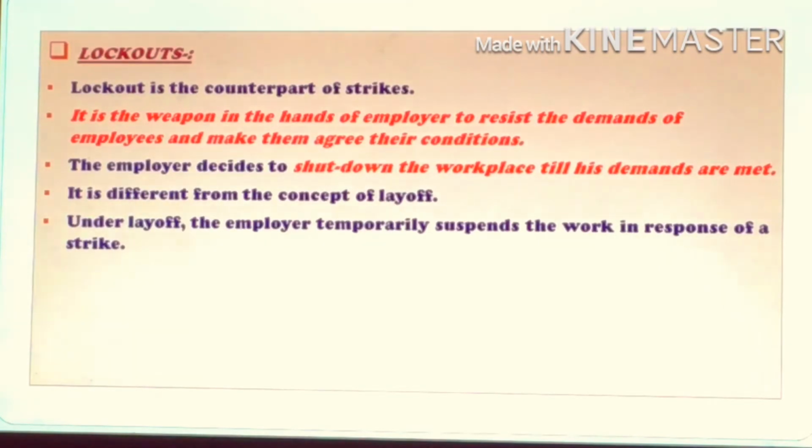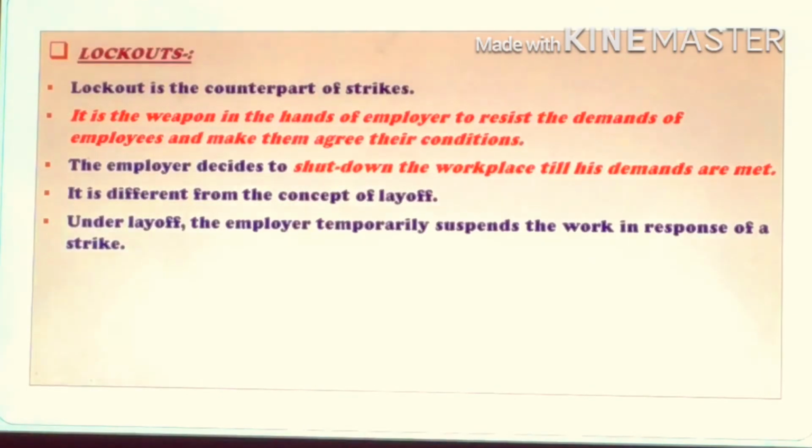So lockout is the weapon in the hand of employer to resist the demands of employees and make them agree to their conditions. So who does lockout? Employer does, employee does not. To resist the demands of employees, to stop the demands of employees and make them agree to their conditions. So lockouts are done by employer to resist the demands of employees and make them agree to their conditions.